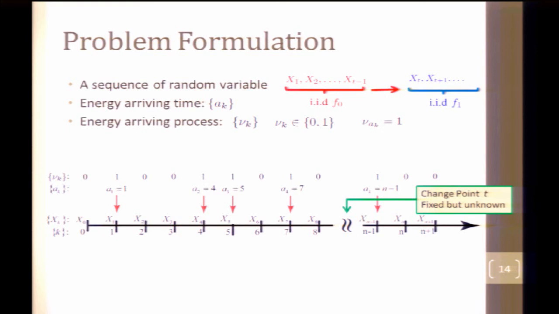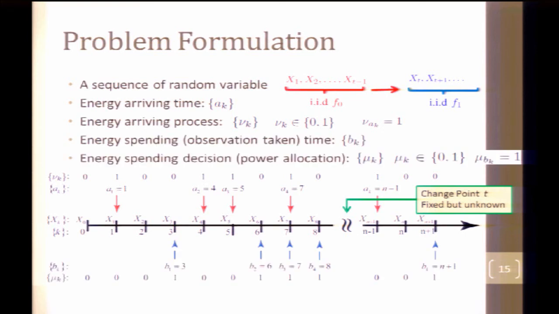So we use B_k to denote the observation time, which is the time you are going to use your energy. B1 equals 3 means that I'm going to use the first unit of energy at time 3. B2 equals 6 means that I'm going to use the second unit of energy at time 6. If the energy comes, you can decide whether to store it in a battery or use it. So the time you use it and the time the energy comes don't have to be the same. The only constraint is that the time you use the energy has to be later than the time the energy comes. This is the energy causality constraint.